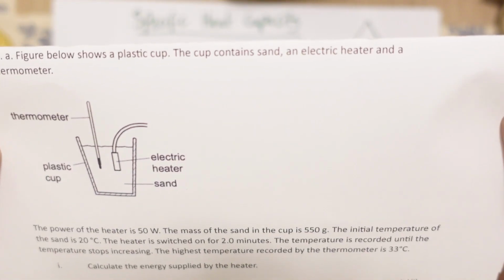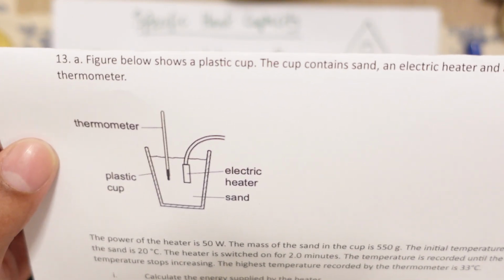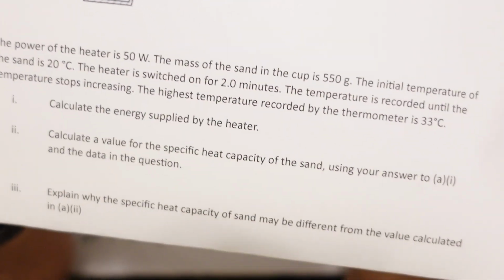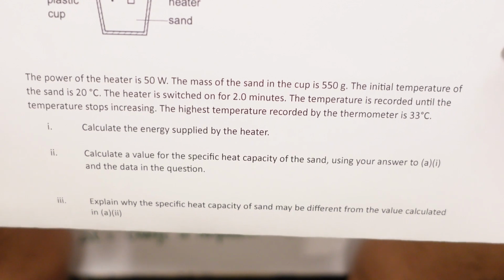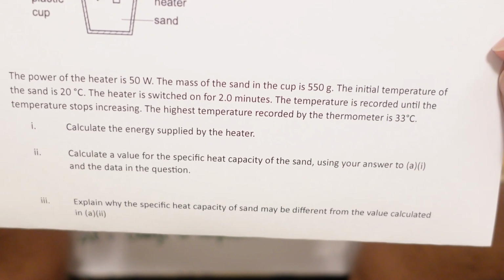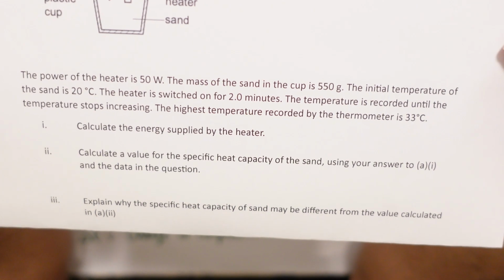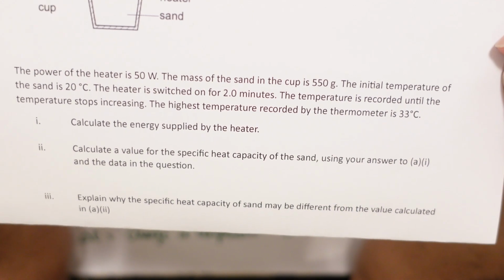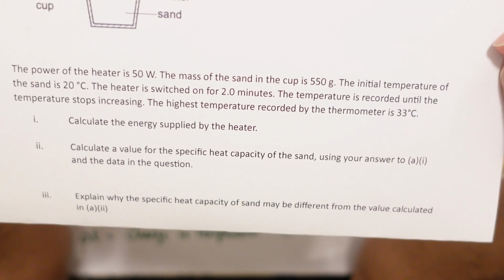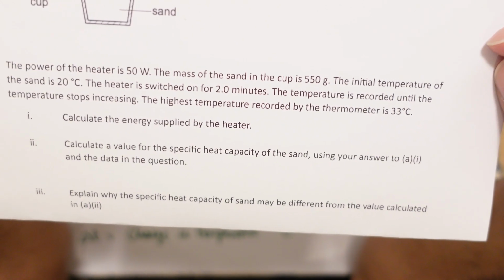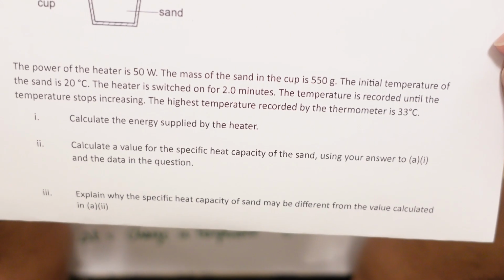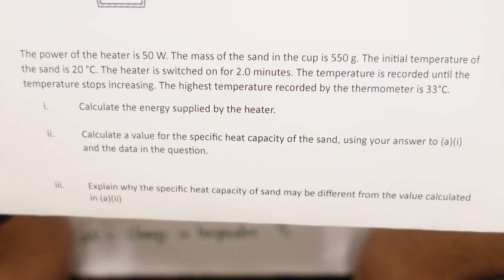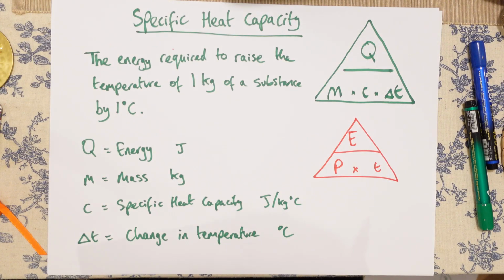So the figure below shows a plastic cup. The cup contains sand, an electric heater and a thermometer. Okay, my bad, it's sand and not water in this case. The power of the heater is 50 watts. The mass of the sand in the cup is 550 grams. The initial temperature of the sand is 20 degrees Celsius. The heater is switched on for 2 minutes. The temperature is recorded until the temperature stops increasing. The highest temperature recorded by the thermometer is 33 degrees Celsius. Calculate the energy supplied by the heater. And then we'll get on to the other bits. So that's quite an interesting, fairly tricky question.